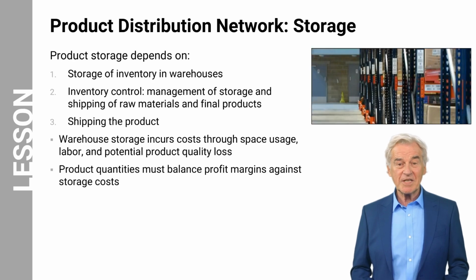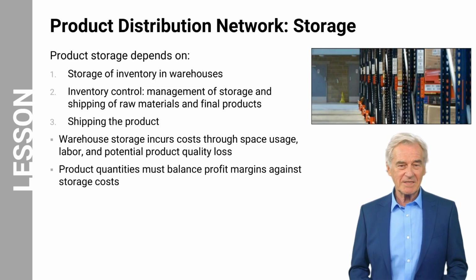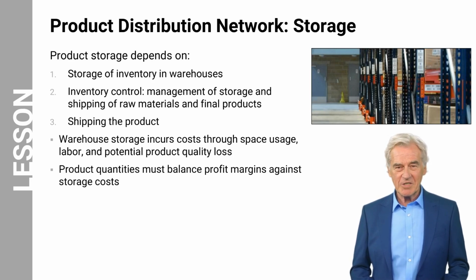First, let us focus on product storage. The product storage process depends on the storage of inventory management, and shipping of the product. Once the manufacturing process is completed, the finished product is moved to a large storage area, also known as a warehouse. The storage and transportation from these warehouses depend on the inventory control process. Inventory control is defined as the management of the storage and shipping of raw materials and final products.